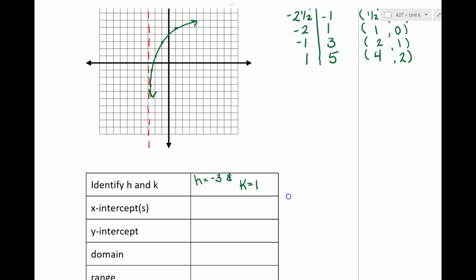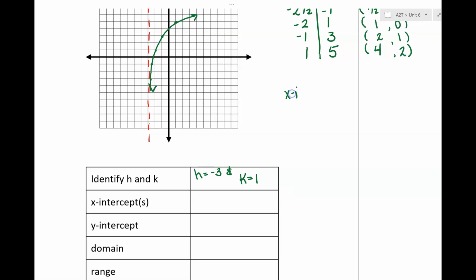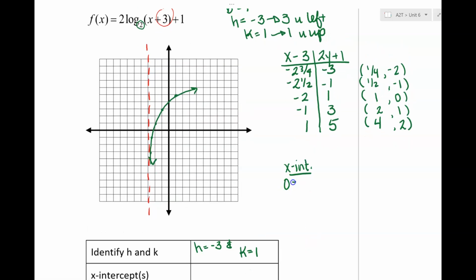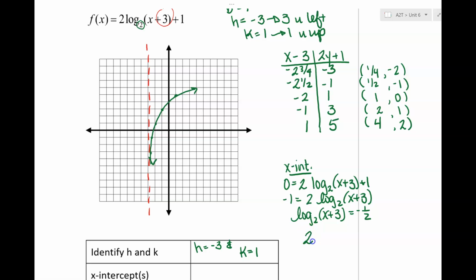There is an x-intercept, but it's not in our chart. So we get to solve. That's so exciting. Okay, so we're going to plug 0 in for y. So 0 is equal to 2 times the log base 2 of x plus 3, plus 1. I'm going to subtract 1, which equals 2 log base 2 of x plus 3. Divide by 2. So we get the log base 2 of x plus 3 is equal to -1/2. If you have a logarithm on one side, but not the other, your only option is to rewrite exponentially. So base is 2, exponent is -1/2, is equal to x plus 3.